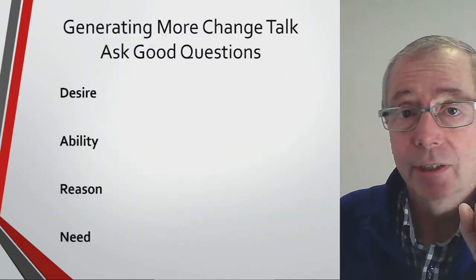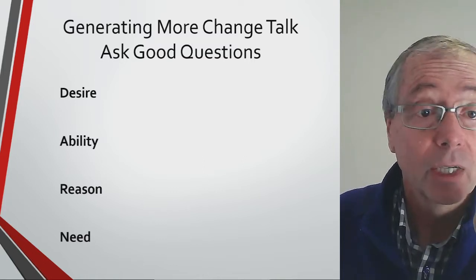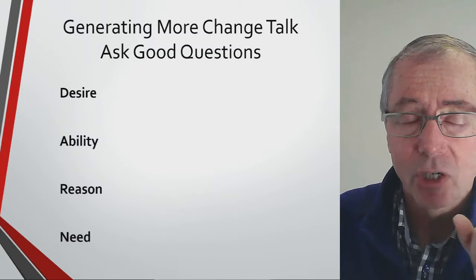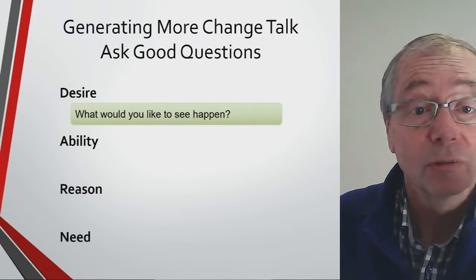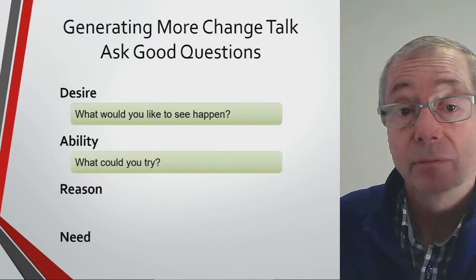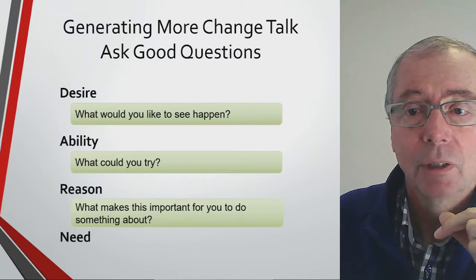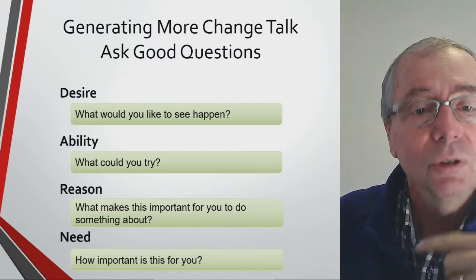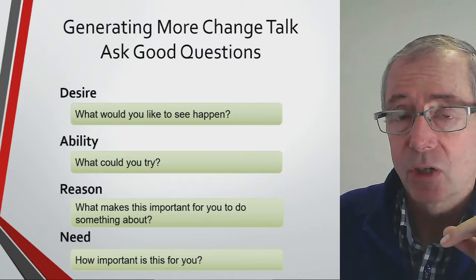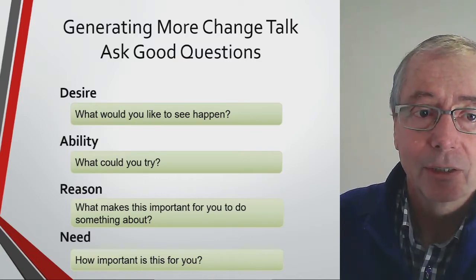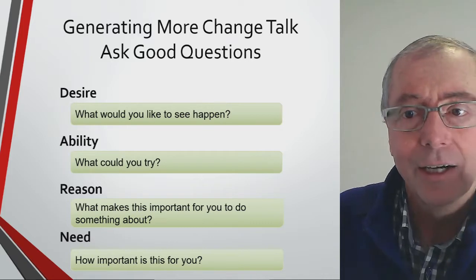So we want to be asking good questions that trigger change talk, and we can look at it based on the DARN CAT scenario, or at least we'll look at the DARN side of it first. So desire, what would you like to see happen? Okay, what's important for you? Ability, what could you try? What makes this important for you to do something about? Gets at reason. How important is this for you? So we can keep using those questions. So we want to think about questions that are going to trigger change talk. And this is really the skill area that clinicians probably need to put a lot of work into practicing, is to generate that kind of discussion.